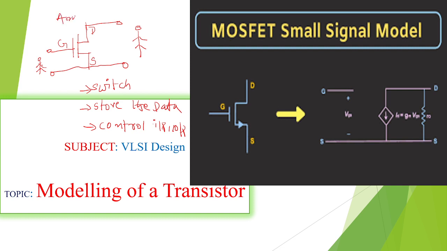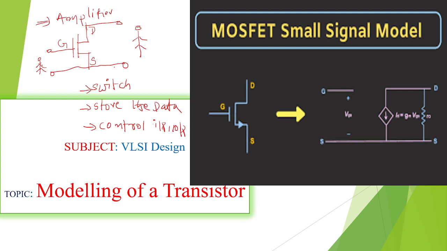And one more application is that it acts as an amplifier. So these are the applications by using a transistor, a MOSFET transistor. Even if we take a BJT, bipolar transistor, by using this we can control input and output signals as well as it acts as an amplifier.